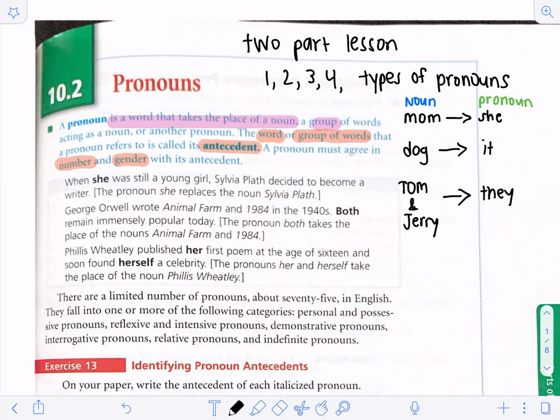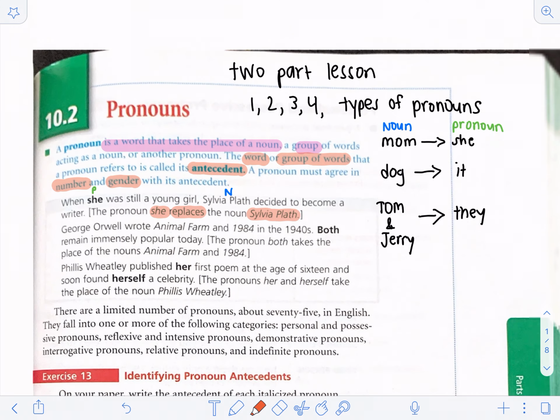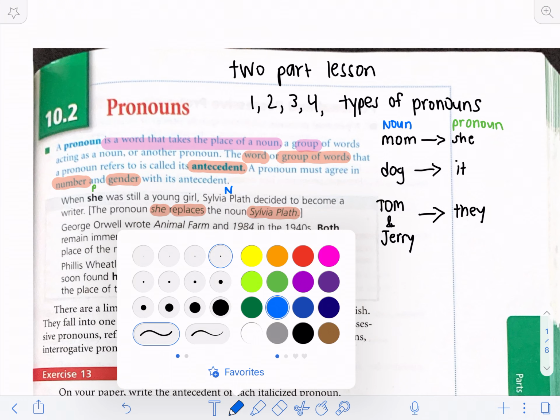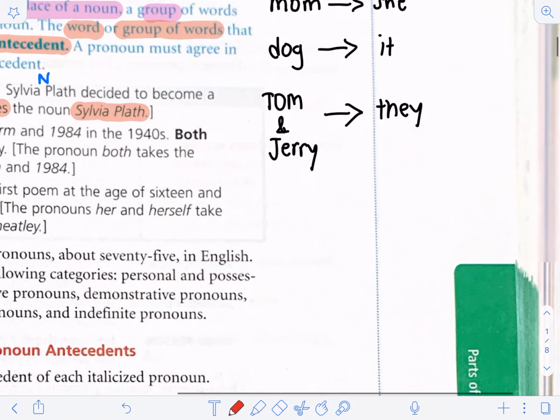Sentence number one: when she was still a young girl, Sylvia Plath decided to become a writer. She is my pronoun. I'm just going to write P for pronoun. And Sylvia Plath is my proper noun. She replaces Sylvia Plath. If you didn't use the pronoun, it would read, when Sylvia Plath was still a young girl, Sylvia Plath decided to become a writer. So one of the reasons we have pronouns is to help not be so repetitive in both spoken and written English. So if you want to make a little note over here on the side, actually, make this note, because this helps clarify a lot of things.